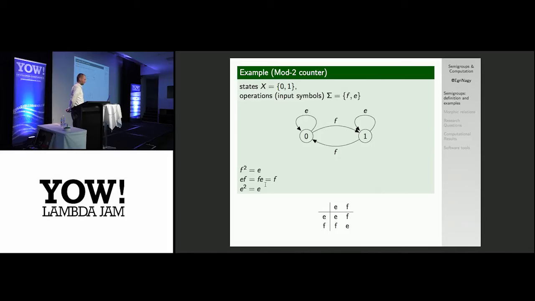Then the counter goes back to 0. But you can see the relationship written down in equations. F squared, that means, well, it's a metaphor coming from algebra. It's not really squaring, it's just f multiplied by f, composed with f. That's E, and you probably recognize this E. That's the identity that does nothing.